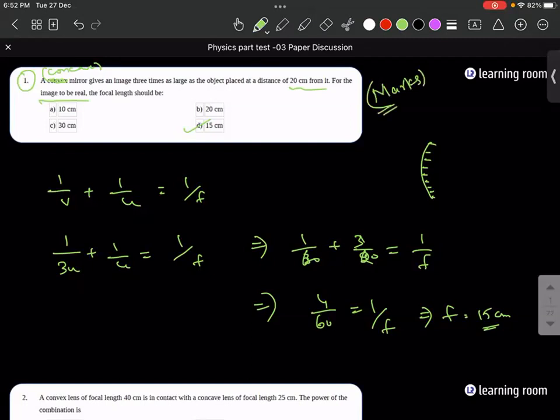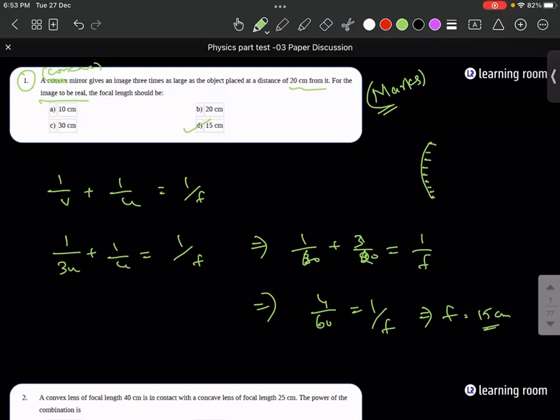Sir, tell me. Image is 3 times as large as object. That means are they talking about the size or the distance? Size. As large means large is size. As far means distance.